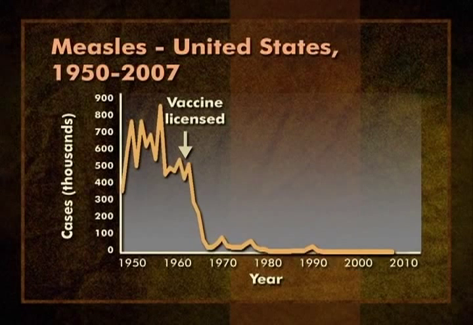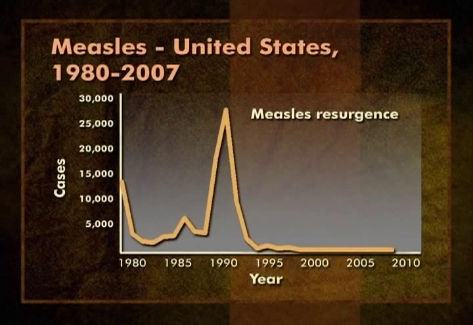This graph shows the number of reported cases of measles by year since 1980. From 1980 through 1988, an average of 3,500 cases were reported per year. A major increase in measles began in late 1988. Cases increased further in 1989 and peaked in 1990 with more than 28,000 cases. This period is now referred to as the measles resurgence.